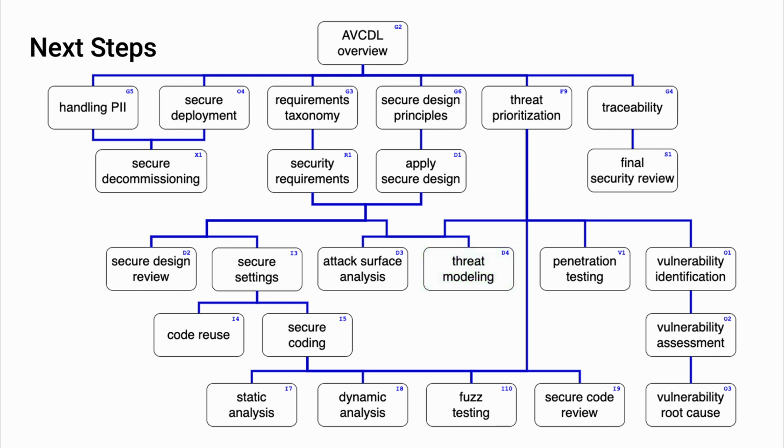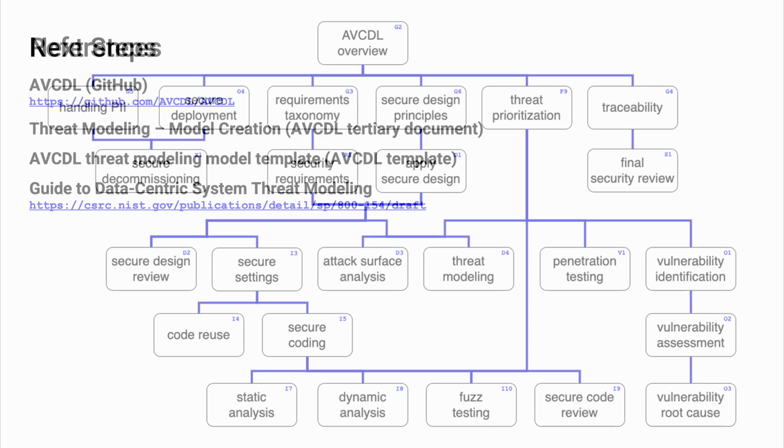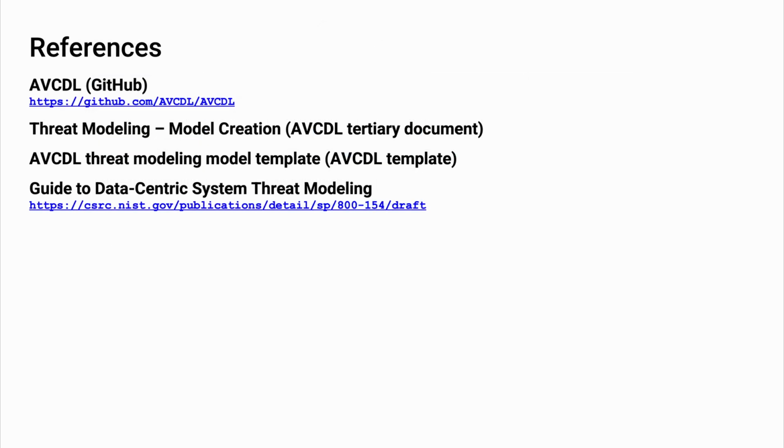Once you've completed all trainings related to threat modeling, you can proceed to one of the other trainings at this level. These include attack surface analysis, penetration testing, and vulnerability identification. Additionally, if you've completed secure coding and its prerequisites, you can proceed to static analysis, dynamic analysis, fuzz testing, and source code review. Here are the references to the source material used in the creation of this presentation.